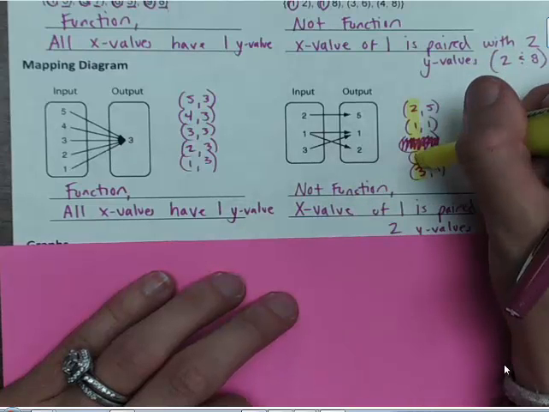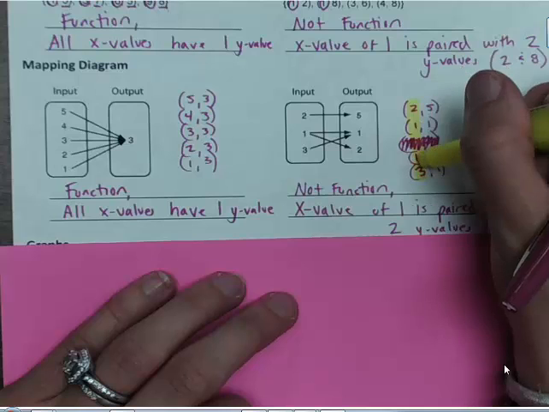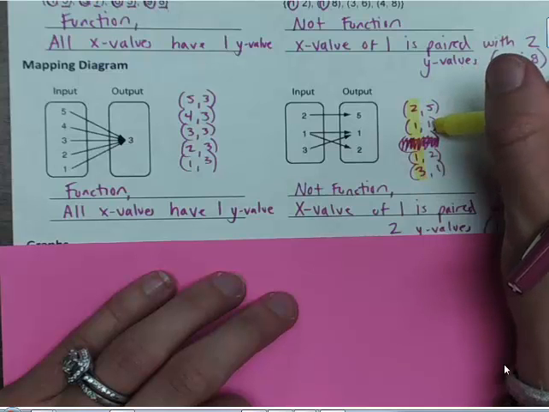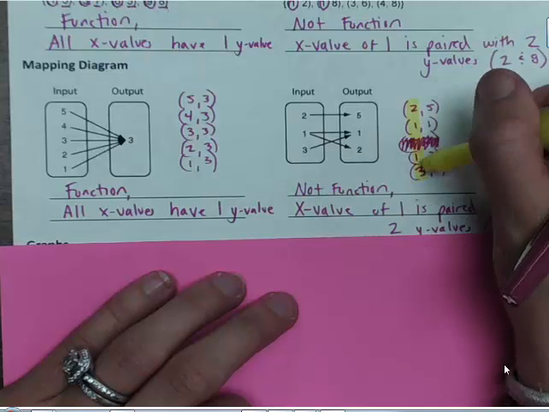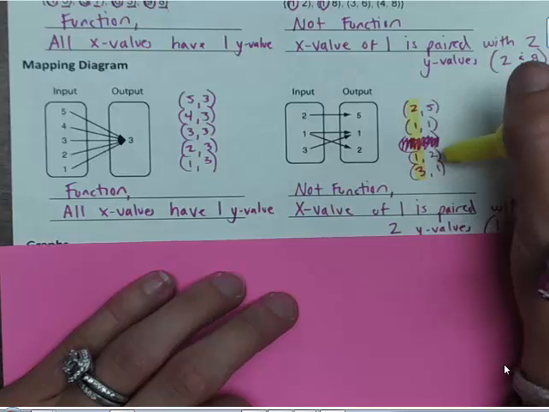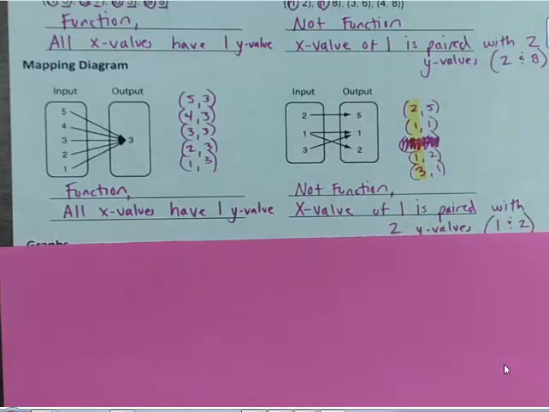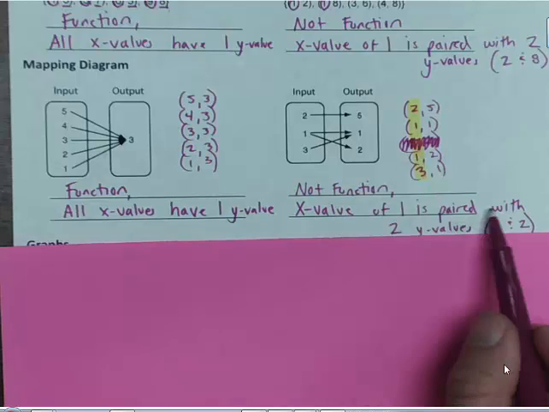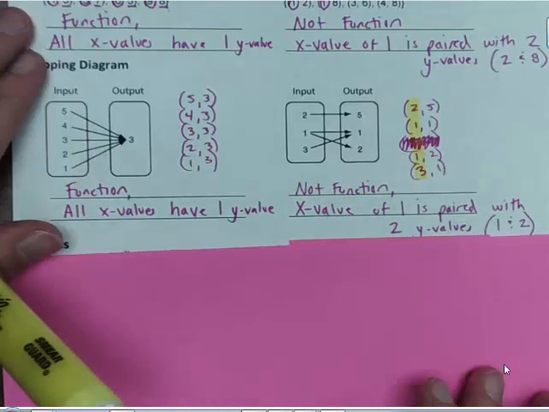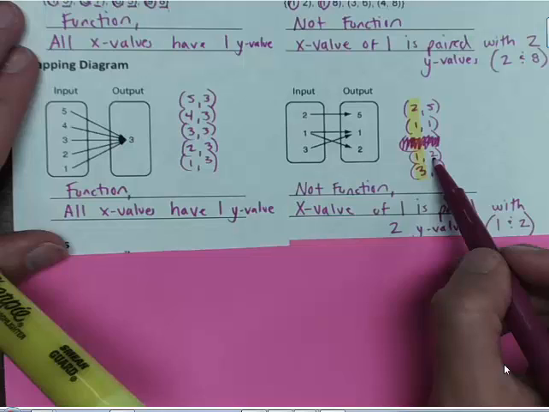Now, they can't go to different y values. So if I look at my outputs, this 1 goes to 1, this 1 goes to 2. That's not good. So that means it's not a function because this x value of 1 is paired with 2 different y values. And those y values, or the outputs, are 1 and 2.